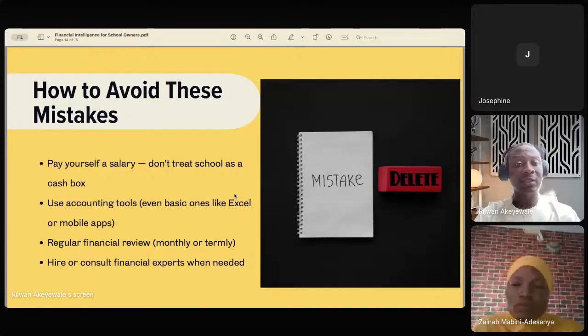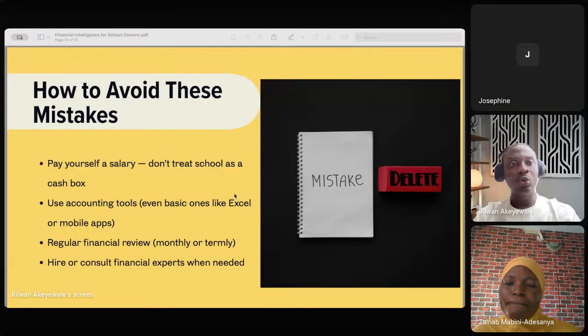Then, how do you fix these mistakes that we've talked about? Like I said, you need to pay yourself a salary. Don't treat your school as a cash box where, okay, a parent paid some school fees that came in today, 3.5 million naira, and you've taken 1 million naira and just gone to do the remake. Don't do that, except if that 1 million naira is part of your salary. If you do that, you won't be able to track how much you're taking. You're just taking money from the business anyhow you like. You don't want to do that. You want to allocate a salary to yourself.